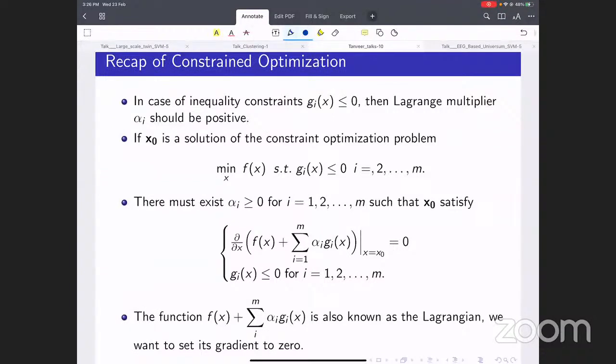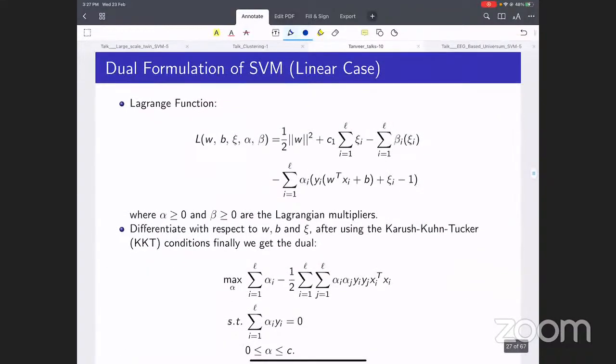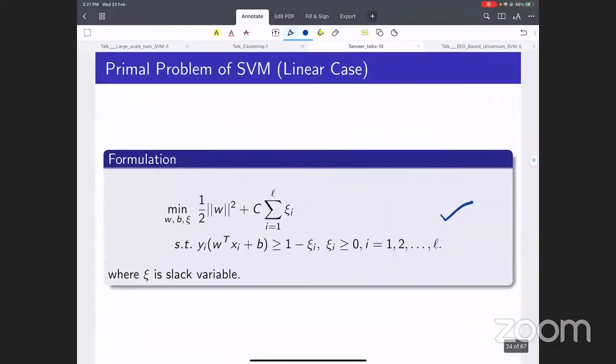Now to move ahead, if we have the inequality constraints, in this case alpha i should be positive, and this condition should be satisfied: the partial derivative of f(x) plus summation alpha i g_i(x) at x equal to x naught, and g_i(x) is less than or equal to 0. So here the function f(x) plus summation alpha i g_i(x) is also known as the Lagrangian, and we simply want to set its gradient to 0. For example, let me come back to this problem.